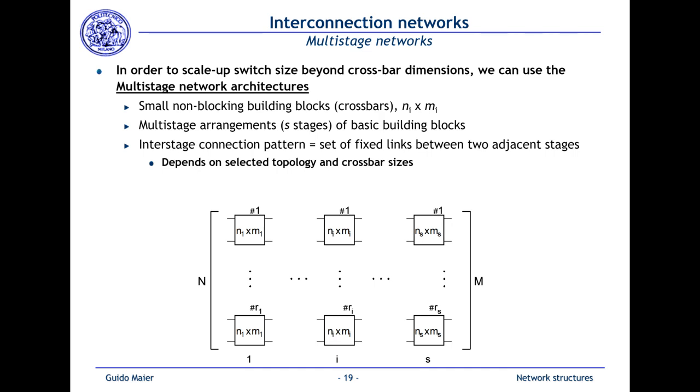The total number of inlets of the global architecture is capital N, total number of outlets capital M. And when you are defining the interconnection pattern between one stage and the next stage, of course, you have to specify the type of pattern. This we will do later on.